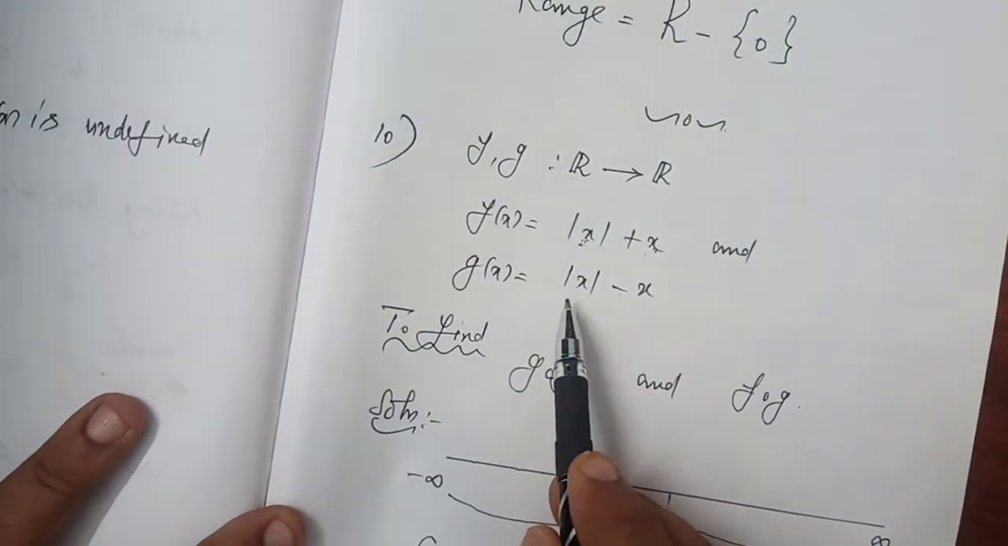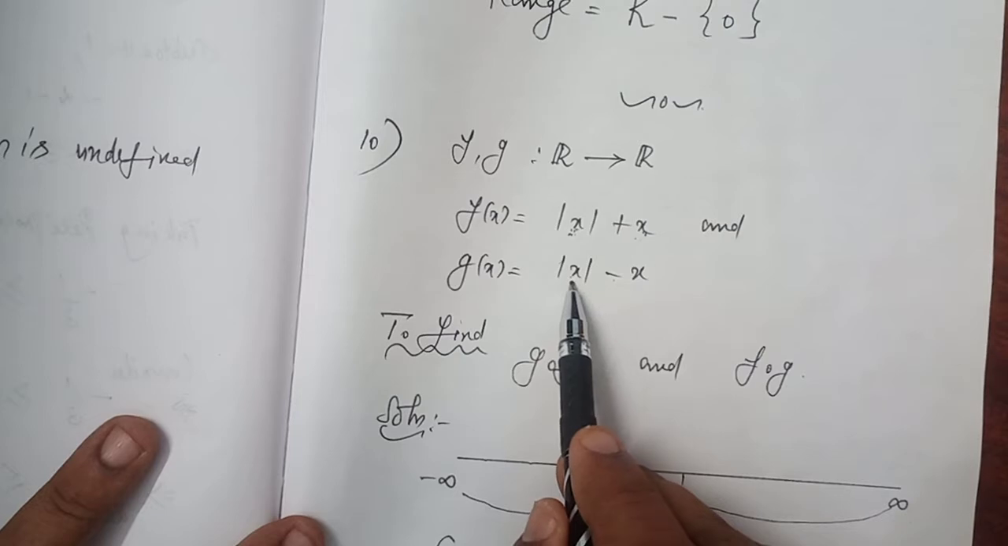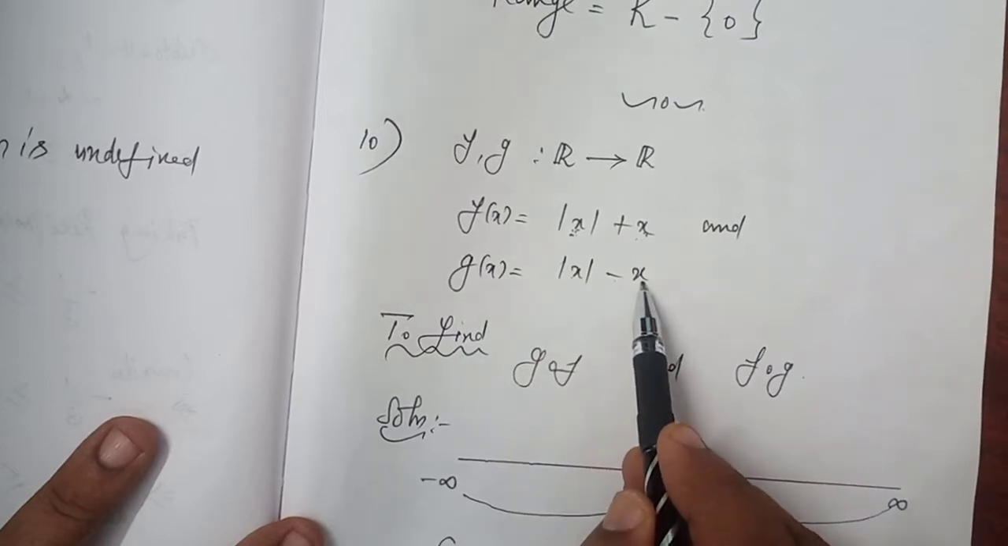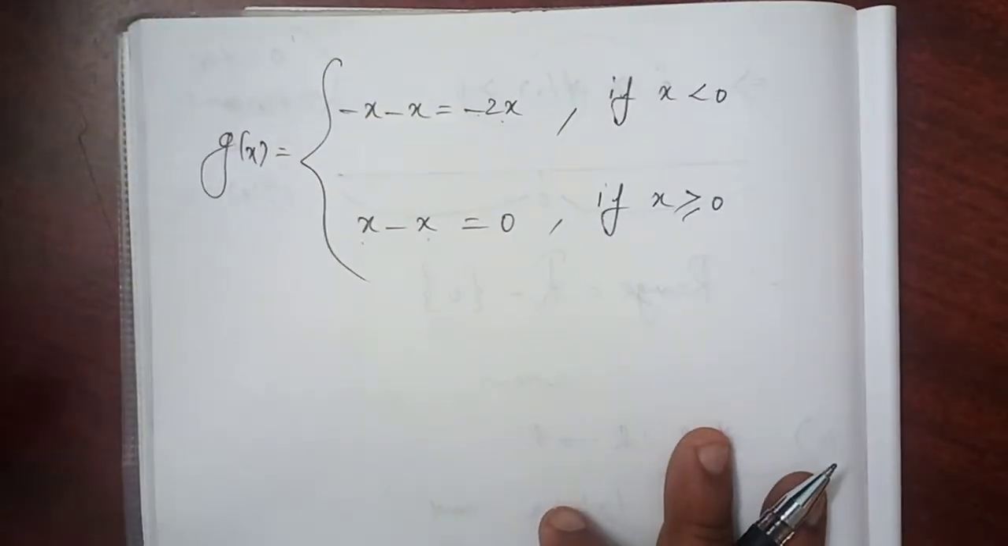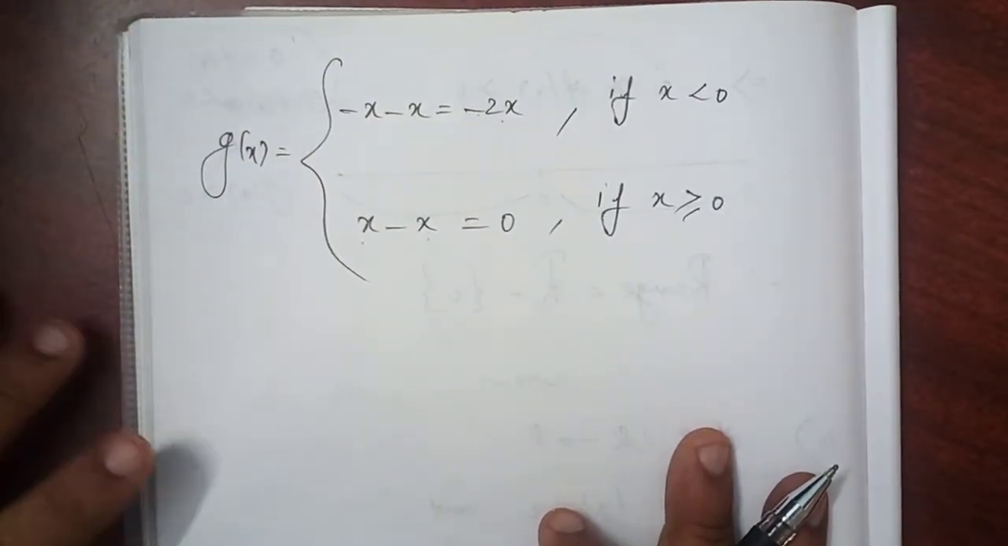Substitute x equals 5. Modulus of 5 is 5, so 5 minus 5 is equal to 0. The value does not change. Now we have redefined f of x and g of x.